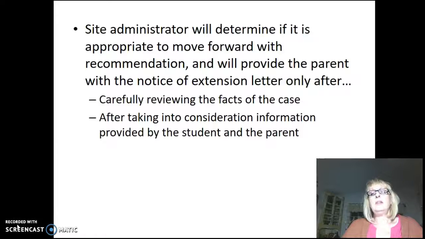So the site administrator determines if it's appropriate to move forward with a recommendation and will provide the parent with a notice of extension letter only after the administrator carefully reviews the facts of the case, talks with the witnesses, and it's got to be proved. It can't be like a witness said, oh, I heard somebody say. They've actually had to have seen this. And then also after taking into consideration information provided by the student and the parent.